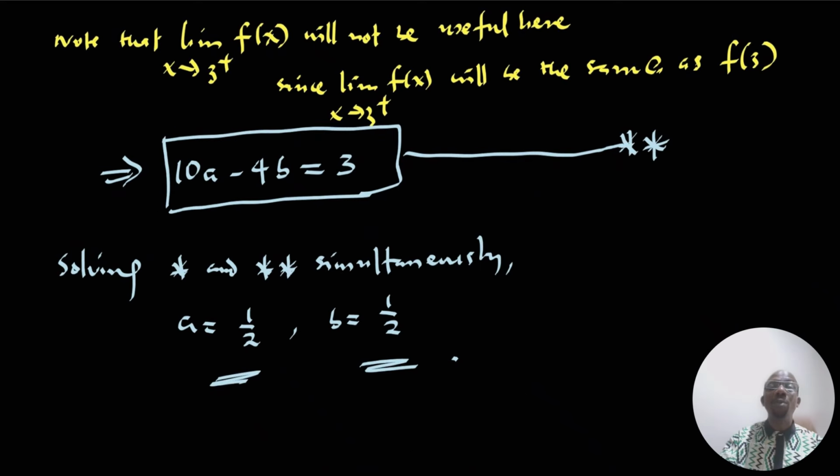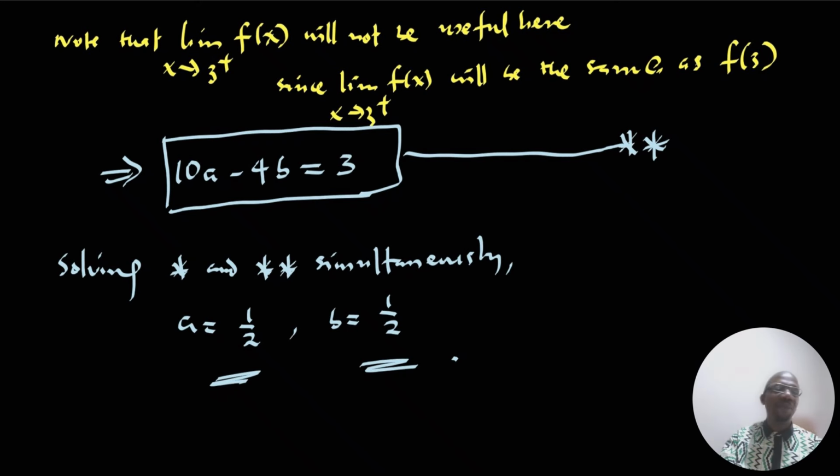Now, note that the limit as x approaches plus will not be useful here, since f of x will be the same as f of 3. What will be useful is just the limit of f of x as x approaches 3 from the star and star simultaneously.